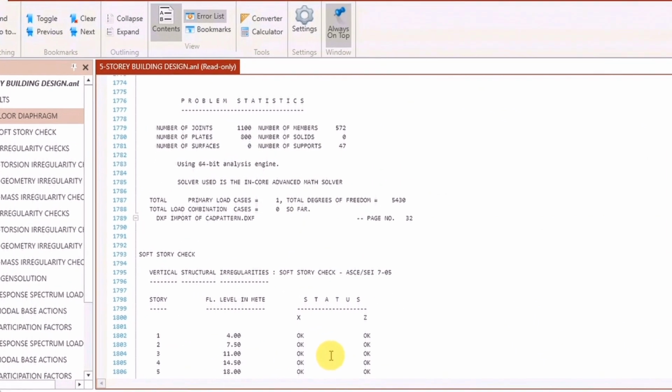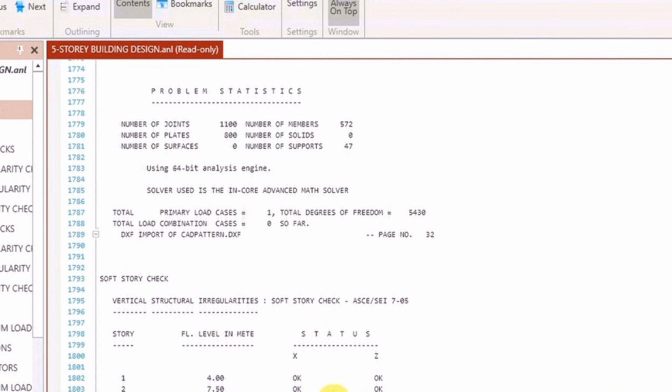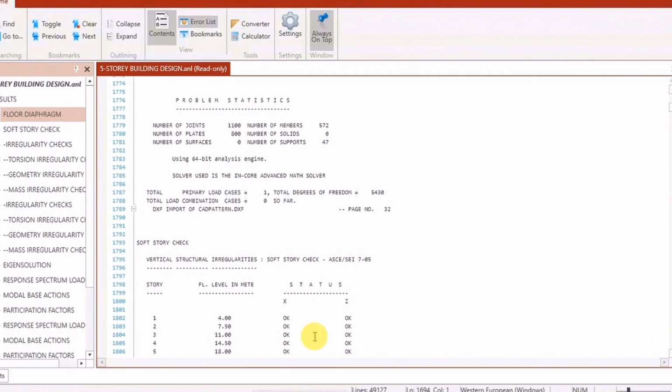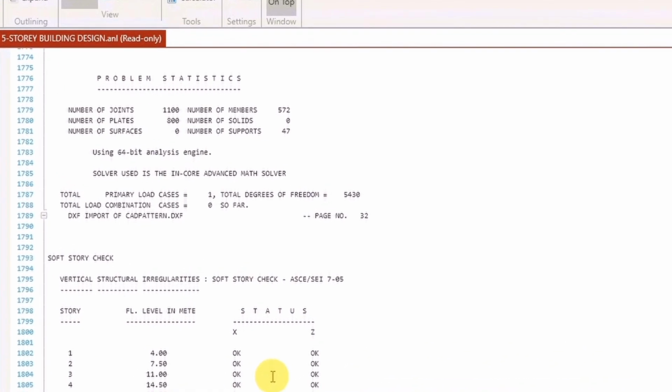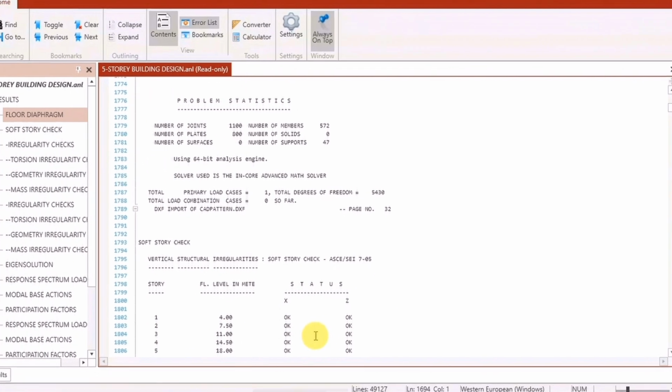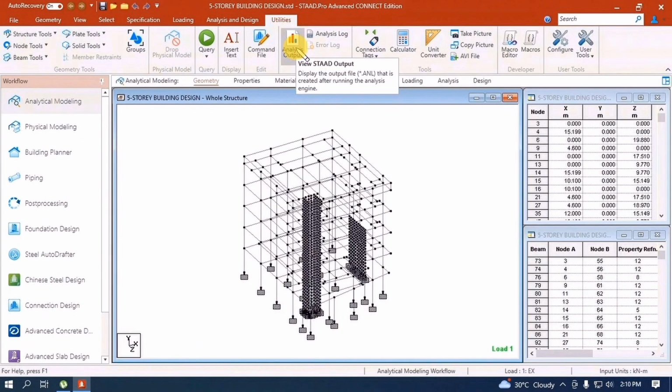Ito na yung total degrees of freedom. Meron siyang 5,430. So, kung 5,430 degrees of freedom, ibig sabihin yan, meron din siyang 5,430 mode shapes. Ganun siya karami. So, kung ganun karami ang modes, paano makakalculate ang base shear sa structure na ito?